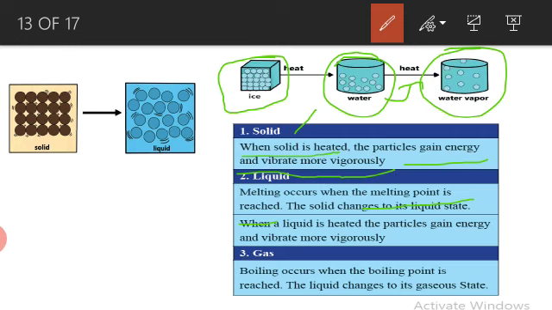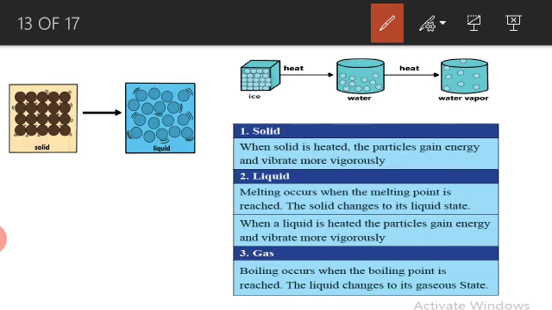Right. When liquid is heated, the particles gain energy. Again, the liquid particles gain energy and vibrate more vigorously. Next, the gas. These are the gas particles. Boiling occurs when the boiling point is reached. The liquid changes to gaseous state.